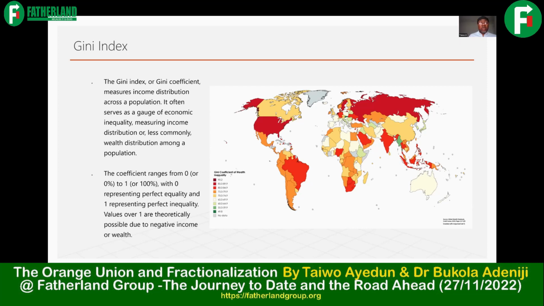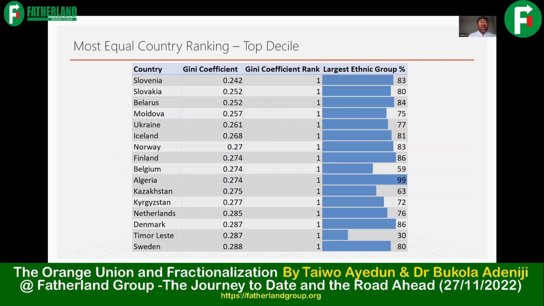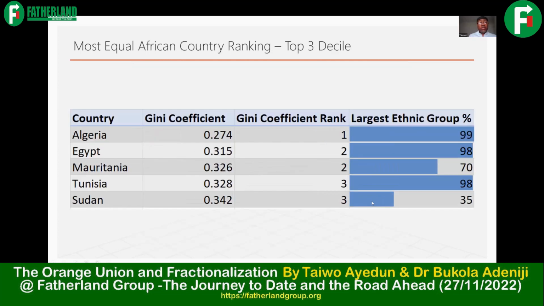And so what did we find? We found that the countries that are ranked the highest, in this case the top decile, also have very low Gini coefficients. And these same countries, except one, Timor-Leste, also have very low fractionalization, and each of them has a majority ethnic group, as we can see here. And we have some African countries here that also demonstrate the same pattern. The more equal a society is, the more likely there is a dominant ethnic group in that society.